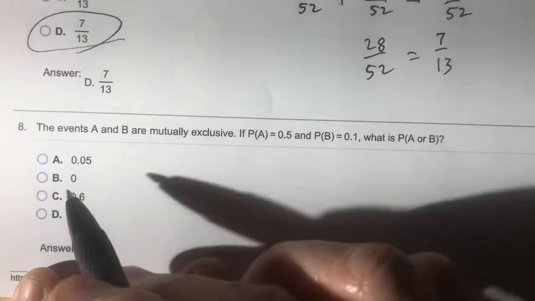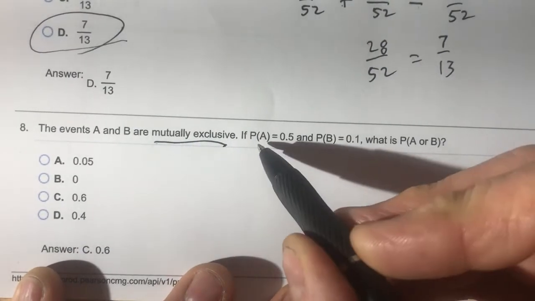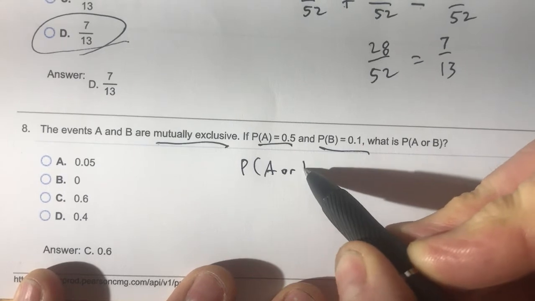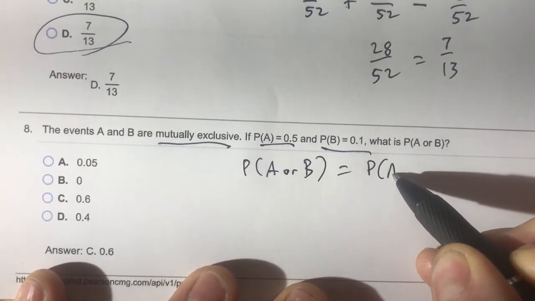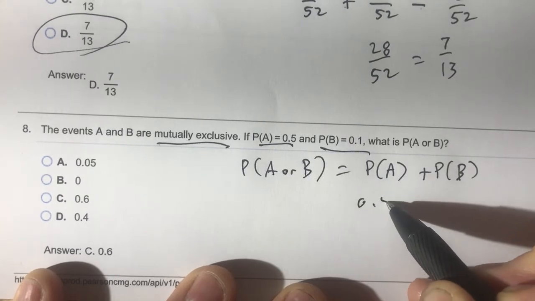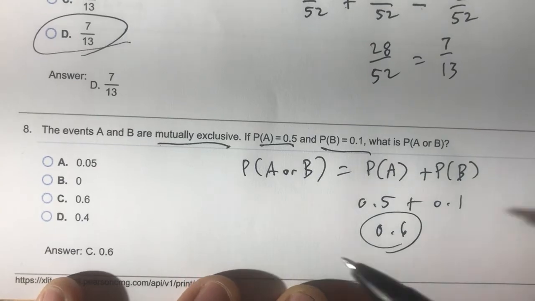Part number 8, the events A and B are mutually exclusive. The probability of A is this, the probability of B is this. The probability of A or B is going to be the probability of A plus the probability of B. So it's going to be 0.5 plus 0.1, which is 0.6. So that looks like C.